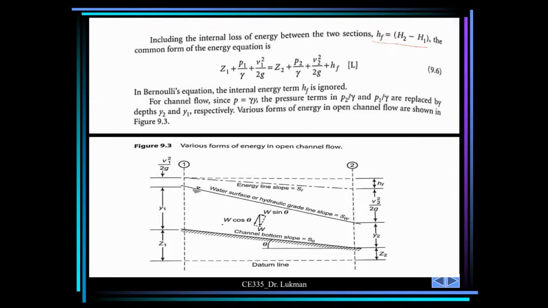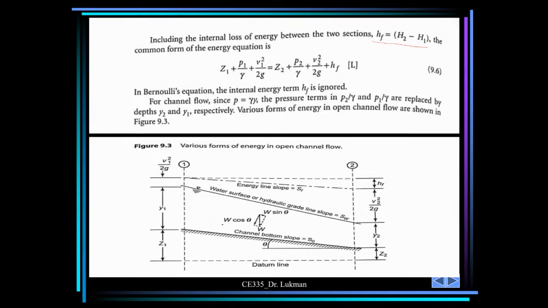This is the internal loss of energy, because as fluid is flowing, it loses energy. This is called the head loss, HF. As we are going to examine later in chapter 15, the head loss is mainly due to friction. Friction is the major head loss for fluid flows, so that's why you have HF.